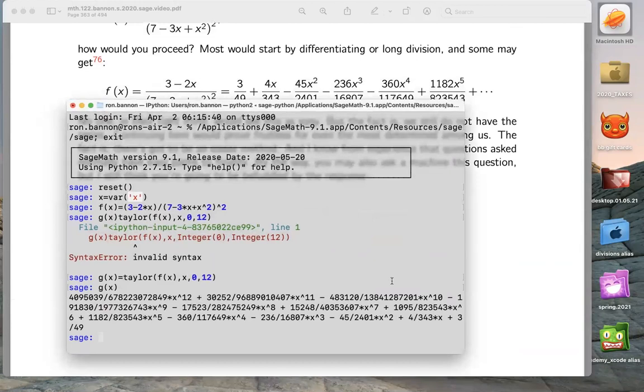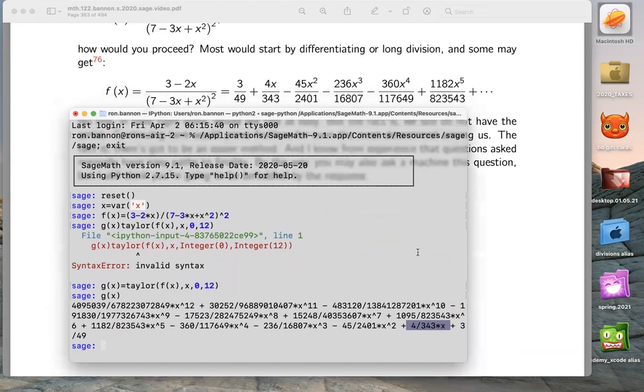And I want to just go through one thing at a time. I do see the 3/49 at the end. And so it says, why are they writing it backwards? That's not backwards. They're writing the highest degree of power down. So what's next term going to be? Well, 4/343. I'm sure you see that in my notes. What's next going to be? Minus 45 over 2,401 x squared. So far, so good. What's next one? Minus 236 x cubed over 16807.